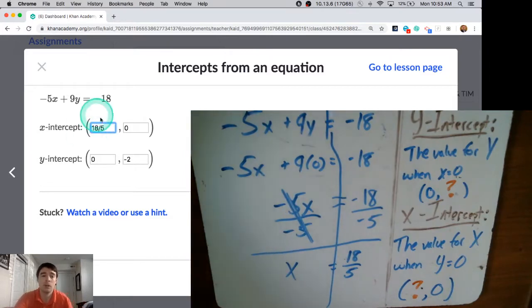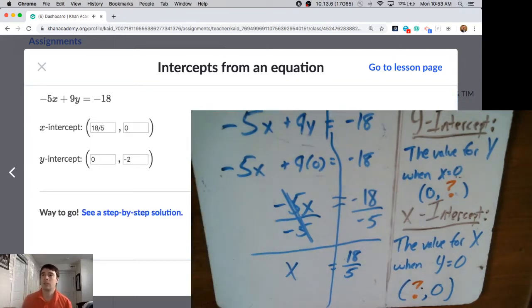I would hope so. So I'm going to leave that answer as 18 divided by 5 instead of switching it over to 3.6. And we see Khan Academy still gives me credit even though I didn't switch the 18 over 5 to the decimal version, which would be 3.6.